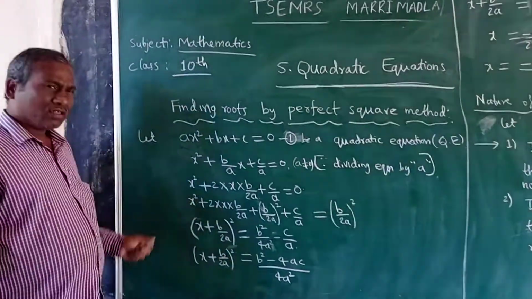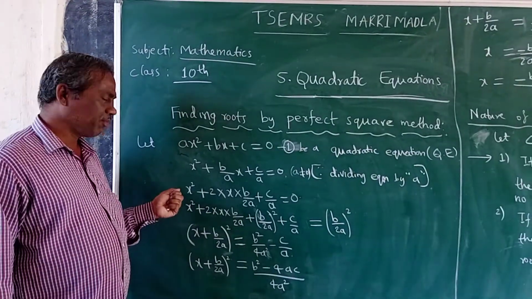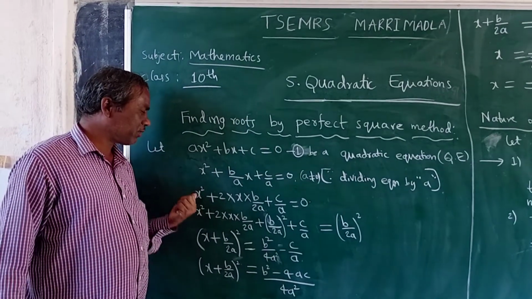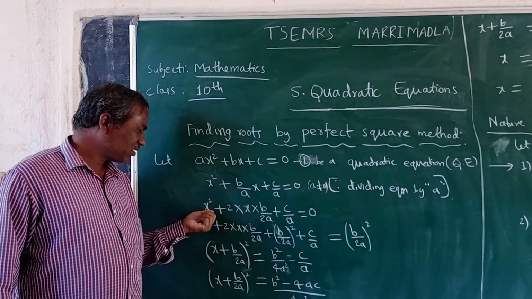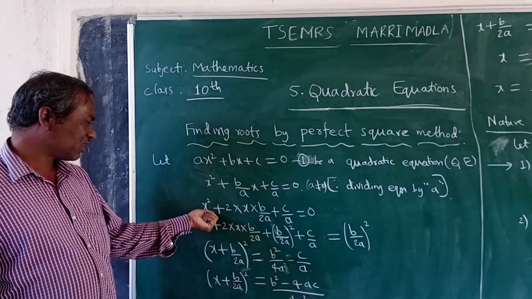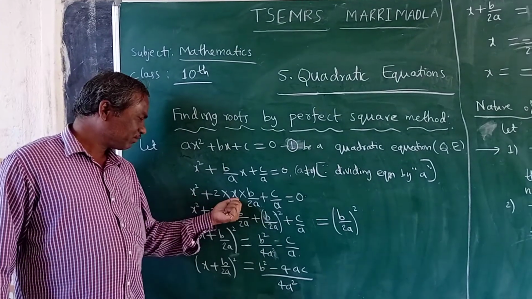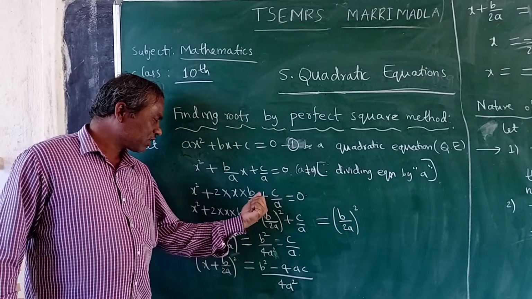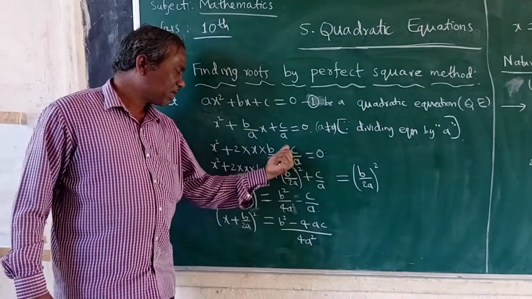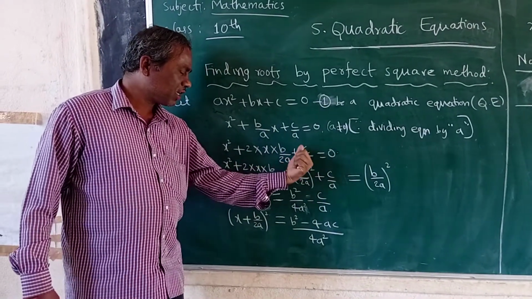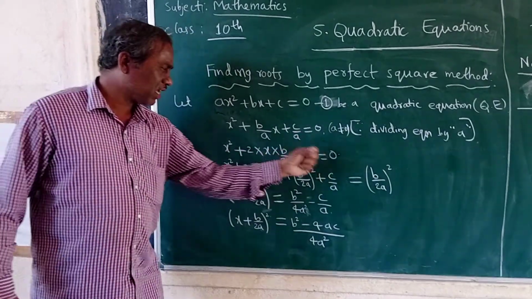Now I have to make it a perfect square. How can I make it? It should be in the form of x square plus 2ab plus b square. So I am writing x square, then 2 into x into b by 2a, so b by 2a is there, but b square is not there. I have to take b square. So c by a as it is I am writing.